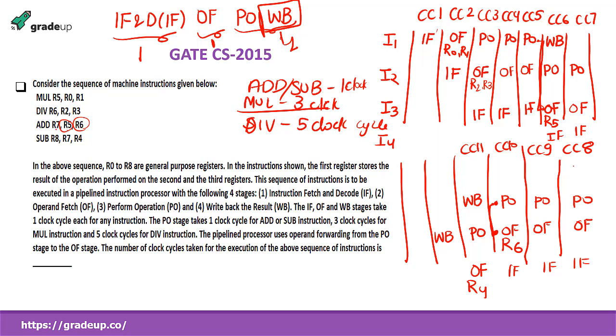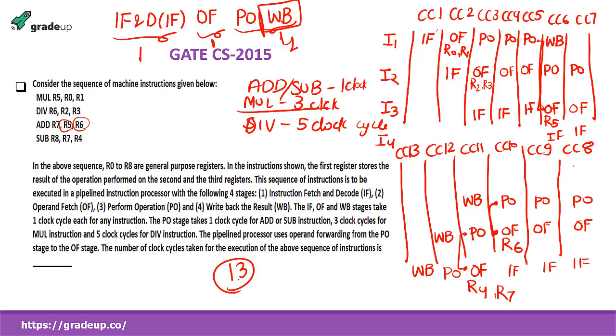So what are we going to use? We are going to use operand forwarding. This PO stage is going to forward the result to OF. Then we are going to read R7. After reading this, we are going to perform the operation and then write back. It is clock cycle 12 and it is clock cycle 13. So tell me, the number of clock cycles required to execute these 4 instructions is? The number of clock cycles required is 13. So the answer here is 13.